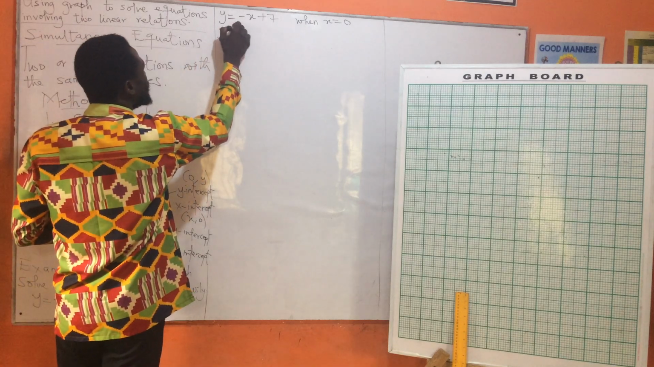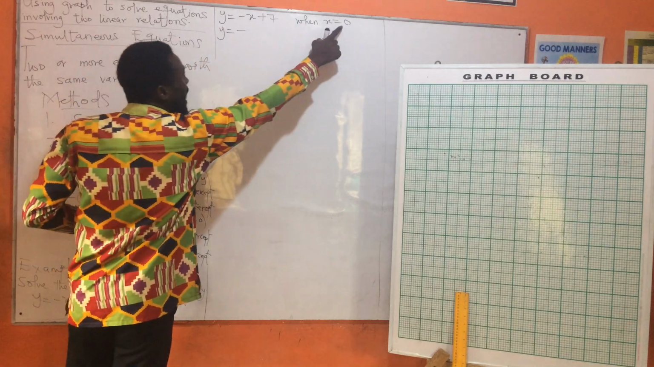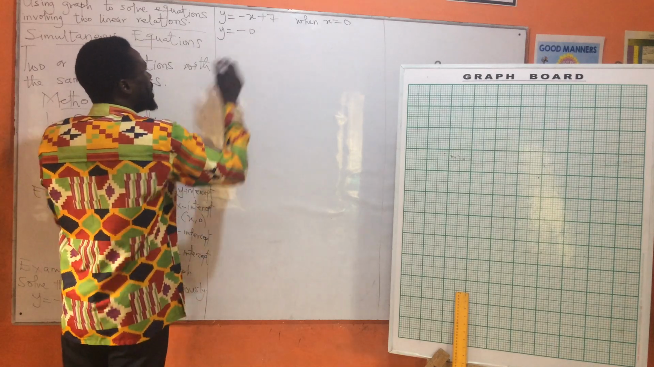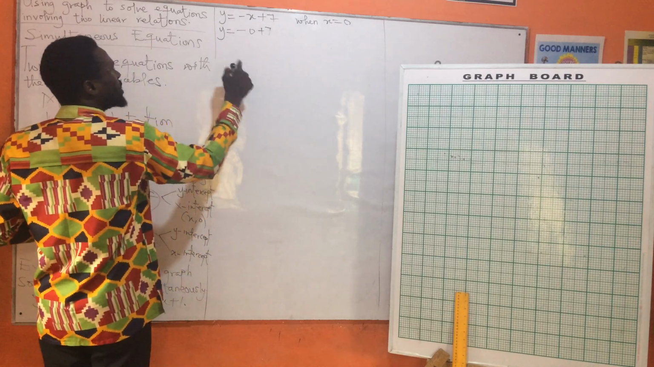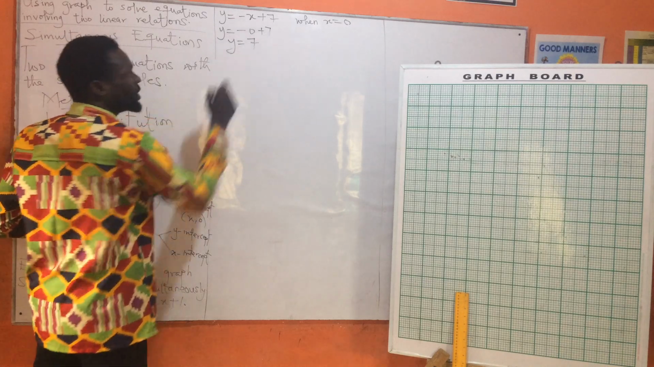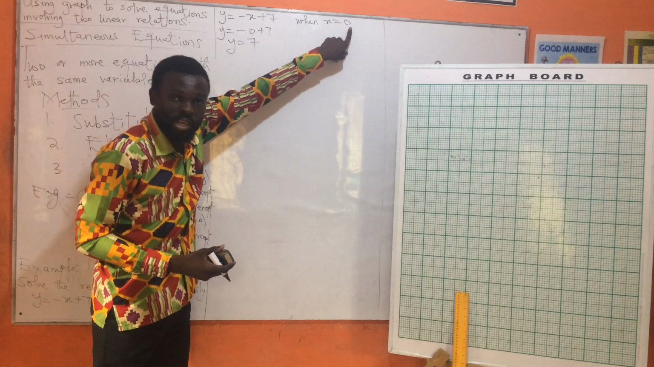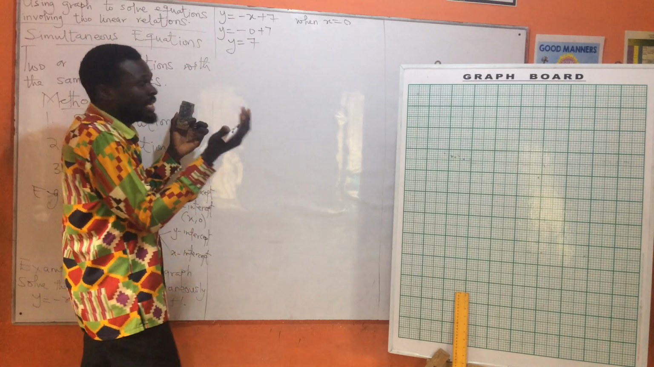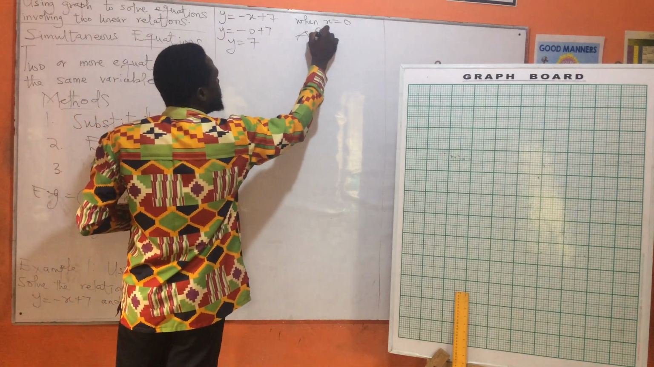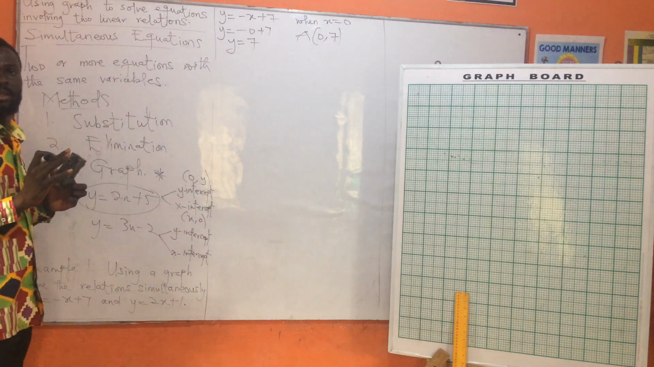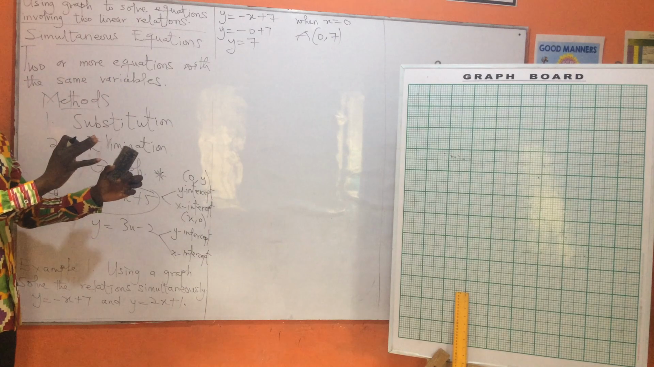So y is equal to negative x, and x is 0, plus 7. If x is 0 and we add this, we get y is equal to 7. So 1 point, when x is equal to 0, gives me the point, let's say point A, (0, 7). This is the y-intercept, which gives you a point.